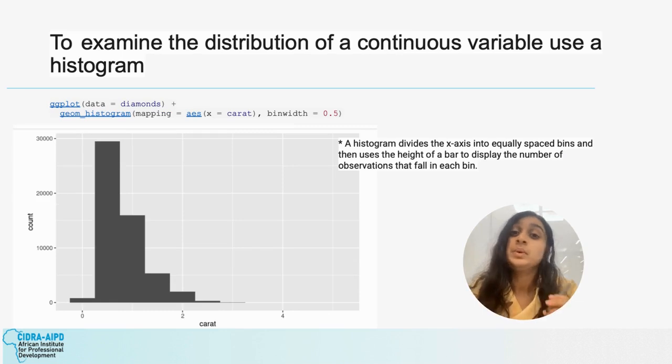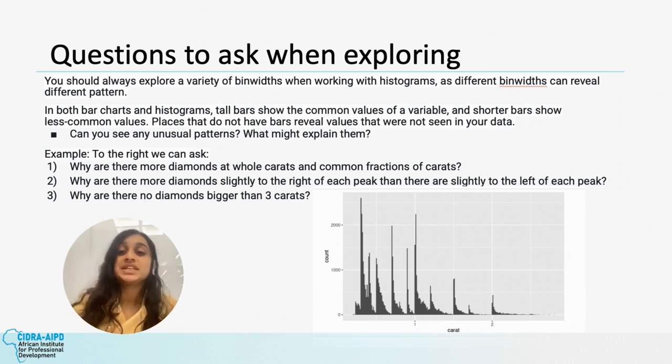So now when we want to examine the distribution of a continuous variable, we use something called a histogram, as you can see in the picture. A histogram divides the x-axis into equally spaced bins and then uses the height of the bar to display the number of observations that fall within each bin. You should always explore a variety of bin widths when working with histograms, as different bin widths can reveal different patterns.